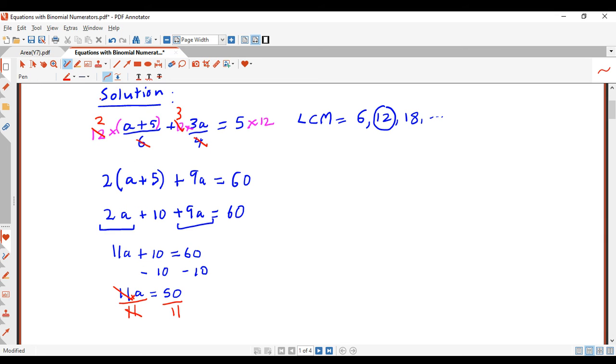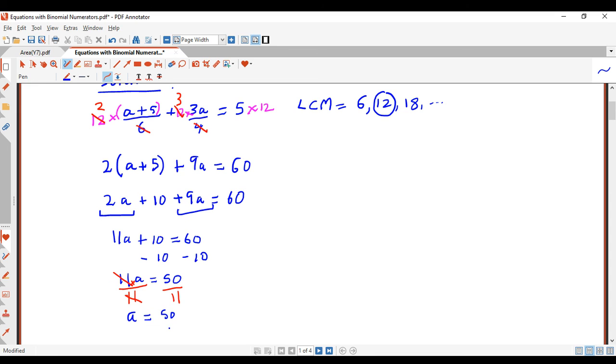Get rid of that. And then final answer, we're just going to leave that as a fraction. So a is equal to 50 over 11. Don't worry about decimals. You could write it as a mixed numeral if you wanted to. 11 fours are 44, so we get 4 there, 6 remainder, so 4 and 6 over 11. Don't worry about the decimals. It's better to leave it as a fraction.